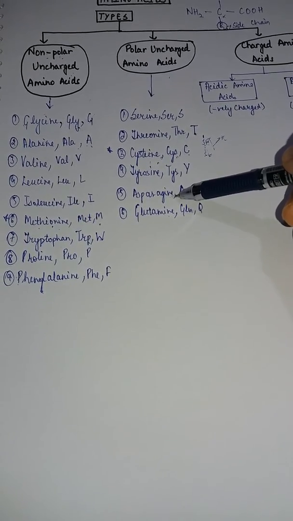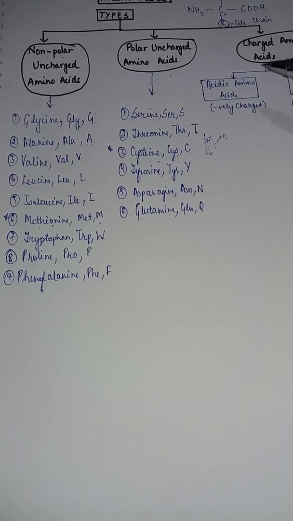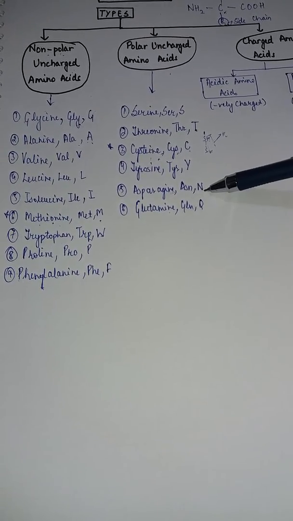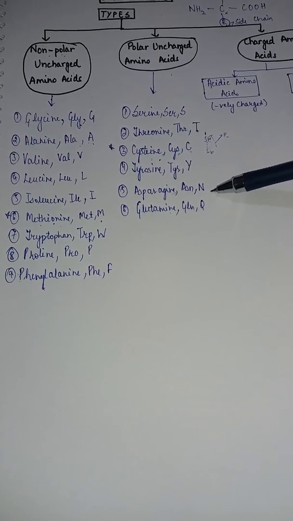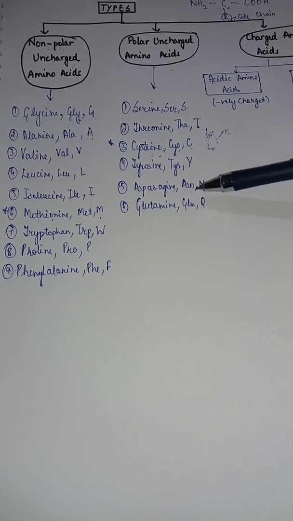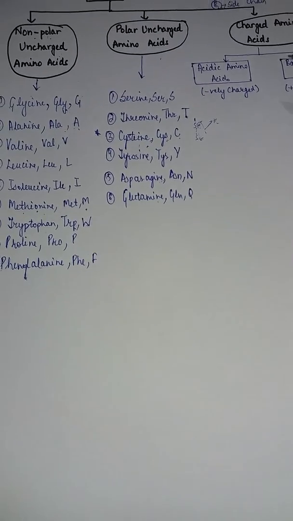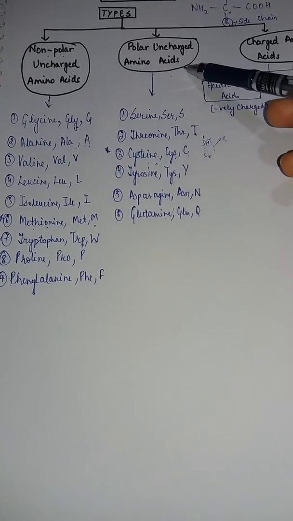So NH2 is there, but in the case of the negatively charged amino acids, we have aspartic acid, in which there is a carboxylic group at the terminal position. So when we discuss the structures, it will become more clear to you. So these are 6 polar uncharged amino acids.